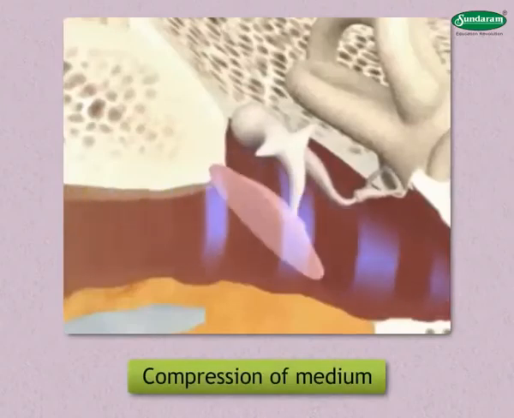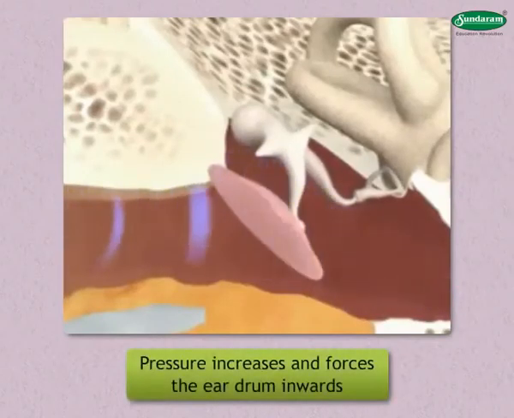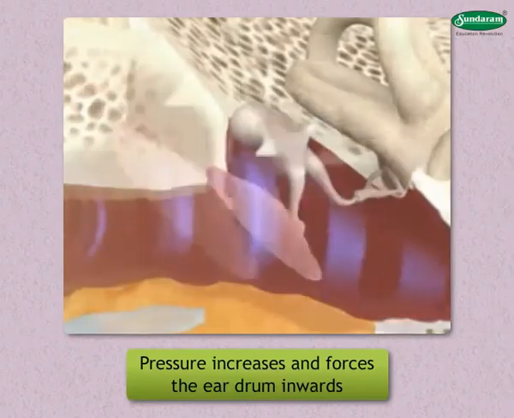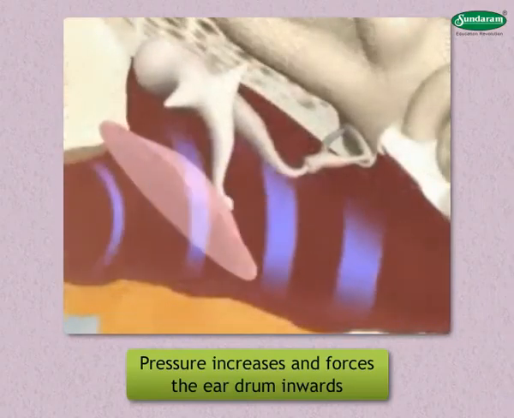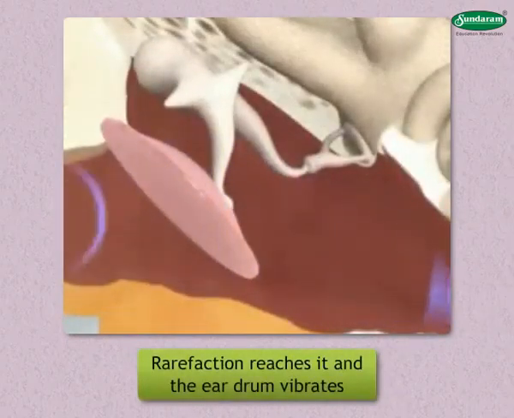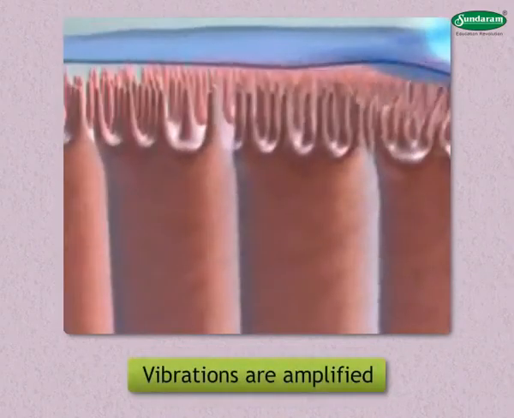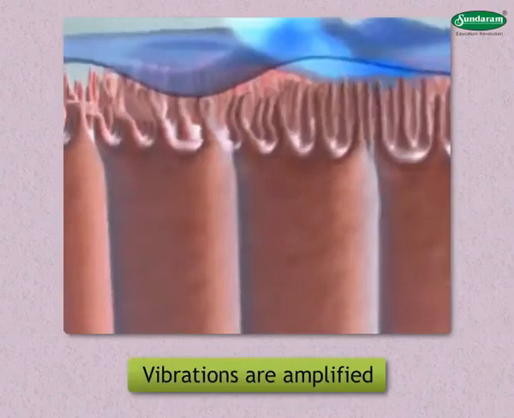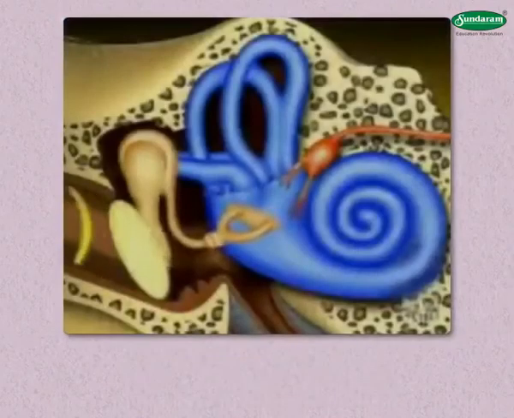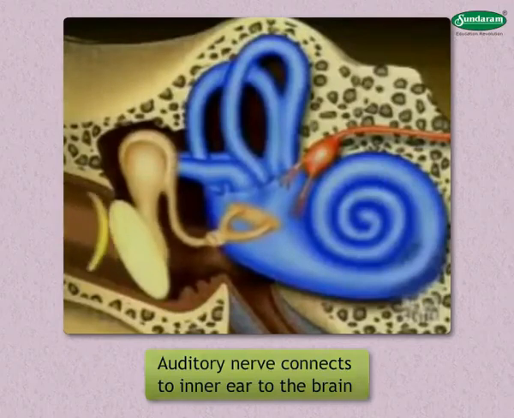When a compression of medium reaches the eardrum, the pressure outside the membrane increases and forces the eardrum inwards. The eardrum moves outwards when a rarefaction reaches it, and the eardrum vibrates. The vibrations are amplified and carried to the inner part of the ear. A part of the auditory nerve connects the part of inner ear to the brain.